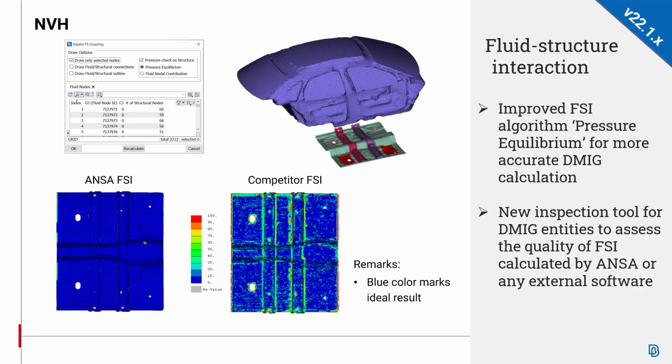22.0 for direct demix calculation inside ANSA and has been further improved in version 22.1 for more accurate calculation. Besides that, a new inspection tool is also added for assessing the quality of FSI calculated either by ANSA or any other external software.